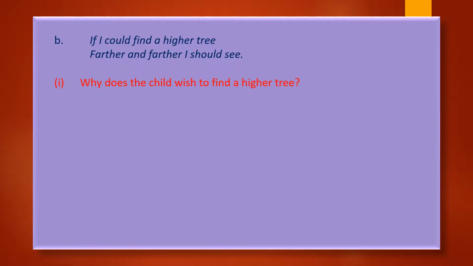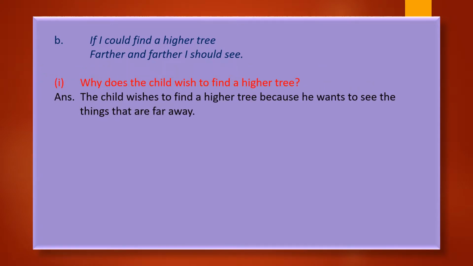So first question, why does the child wish to find a higher tree? So children, what do you think? Yes, to see the things which are far away, because nearby places he could have seen, no? But the places which are far, he was not able to see them. That's why he wanted to climb higher. So here is the answer. The child wishes to find a higher tree because he wants to see the things that are far away. Now let's see the second question.